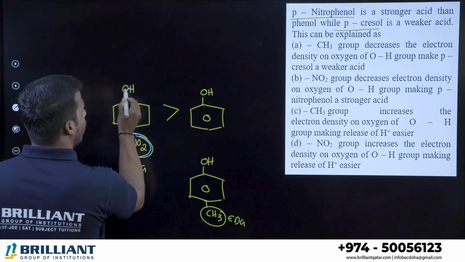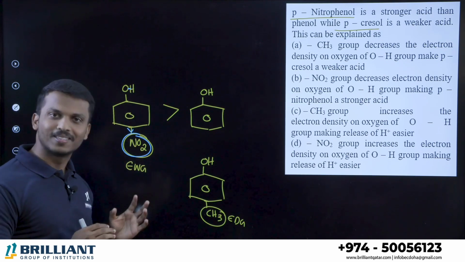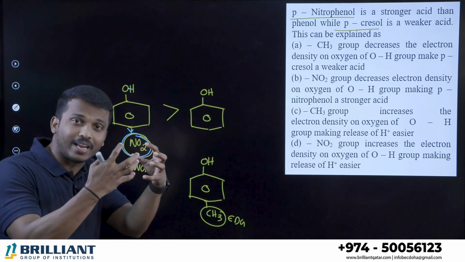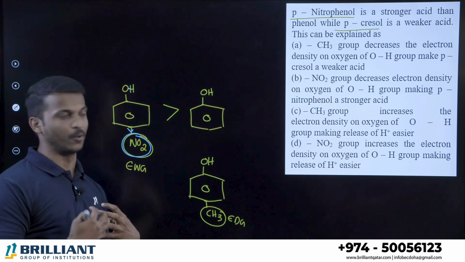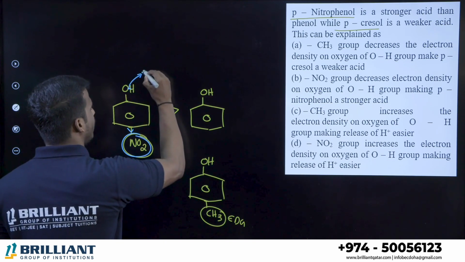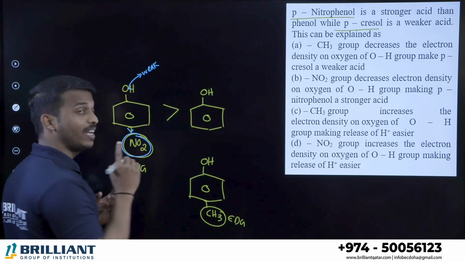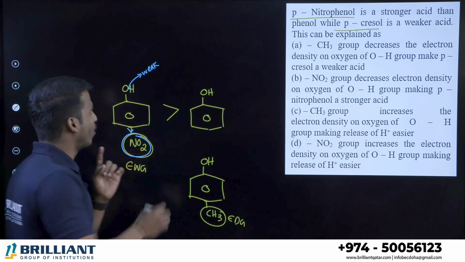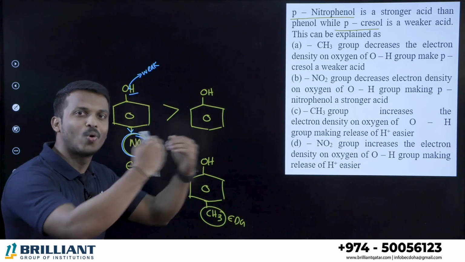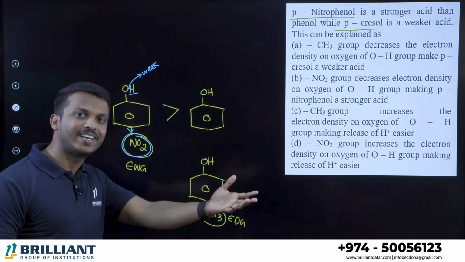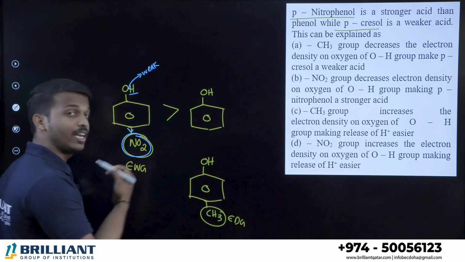So the OH bond strength decreases, because those electrons also have a tendency to come towards the nitro group. So this bond becomes weaker, dear students. If it is weaker, you can donate this hydrogen ion so easily. So it is more acidic, therefore. What about CH3 if it comes?